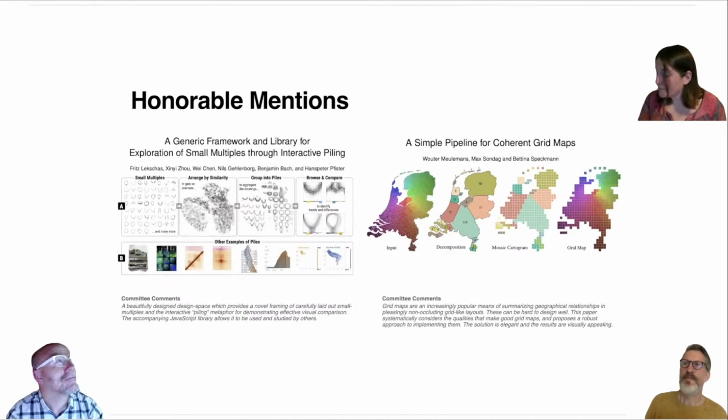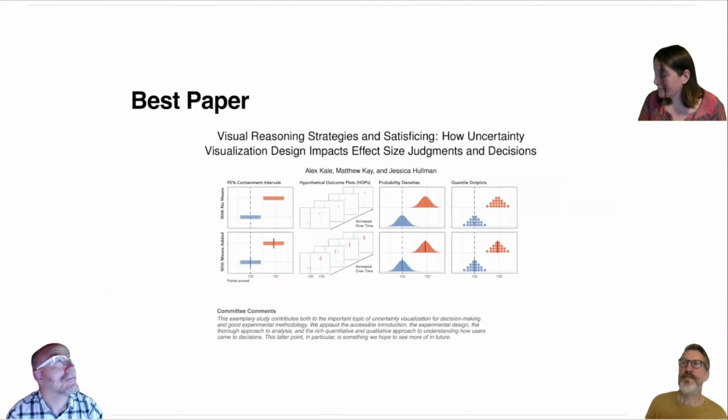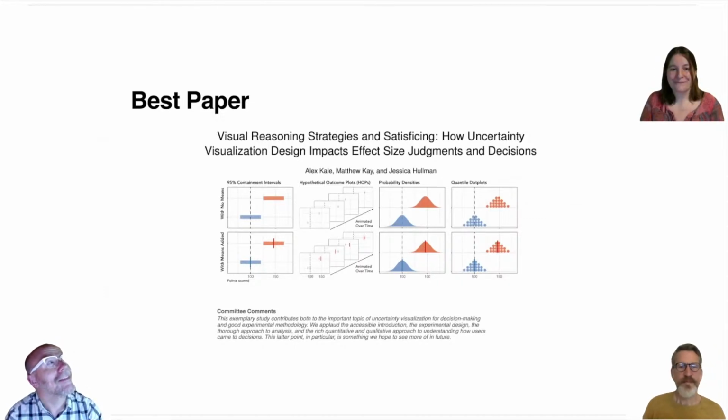And then for the best paper for InfoVis this year, we have visual reasoning strategies and satisficing, how uncertainty visualization design impacts effect size judgments and decisions. So a huge congratulations to all the authors involved with this really excellent work. We feel that these awards truly give a wonderful overview of some of the most exciting research that we see going on this year at InfoVis.